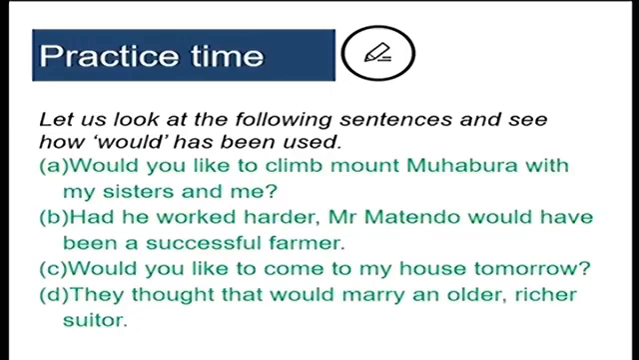Next is, had he worked harder, Mr. Matendo would have been a successful farmer. Kindly note, how has would been used in that sentence? Sentence number 3, would you like to come to my house tomorrow?